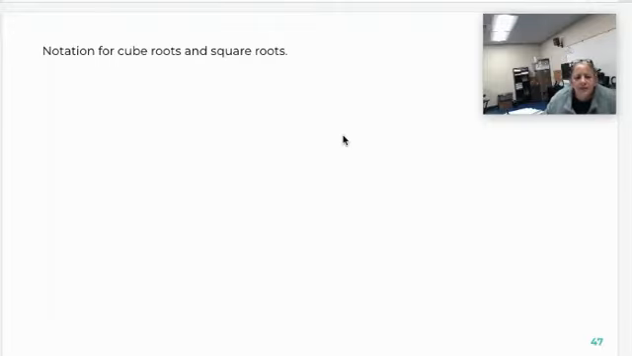Hi everyone. This lesson is called Notation for Cube Roots and Square Roots. So write that on your paper and write today's date. For most of you, today's date will be February 4th, unless you're doing this at some other time. And you are going to turn in your notes from this.